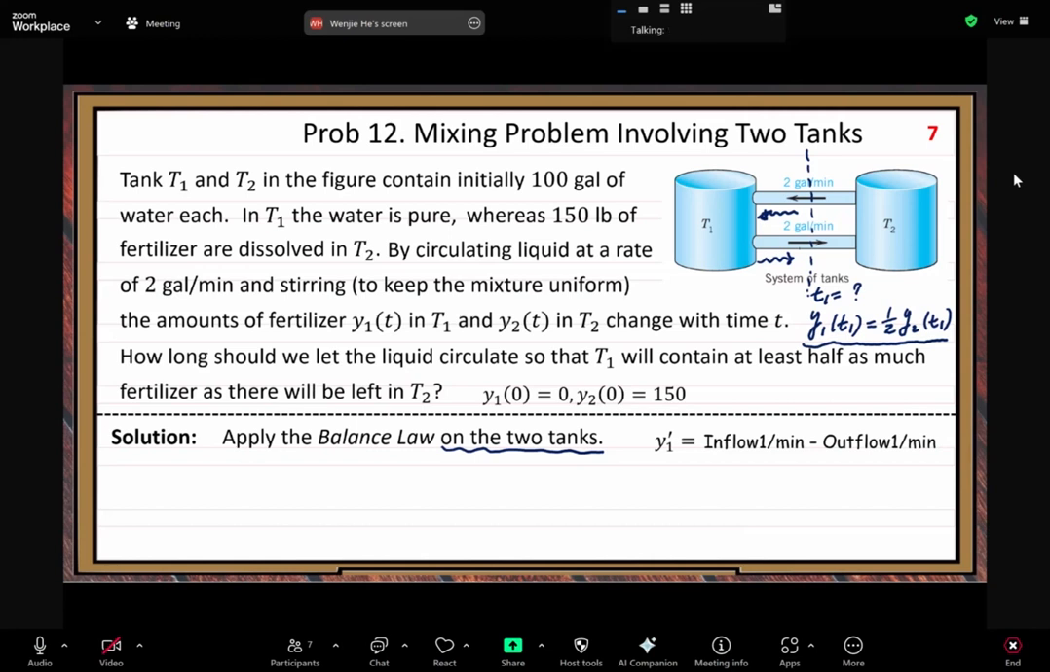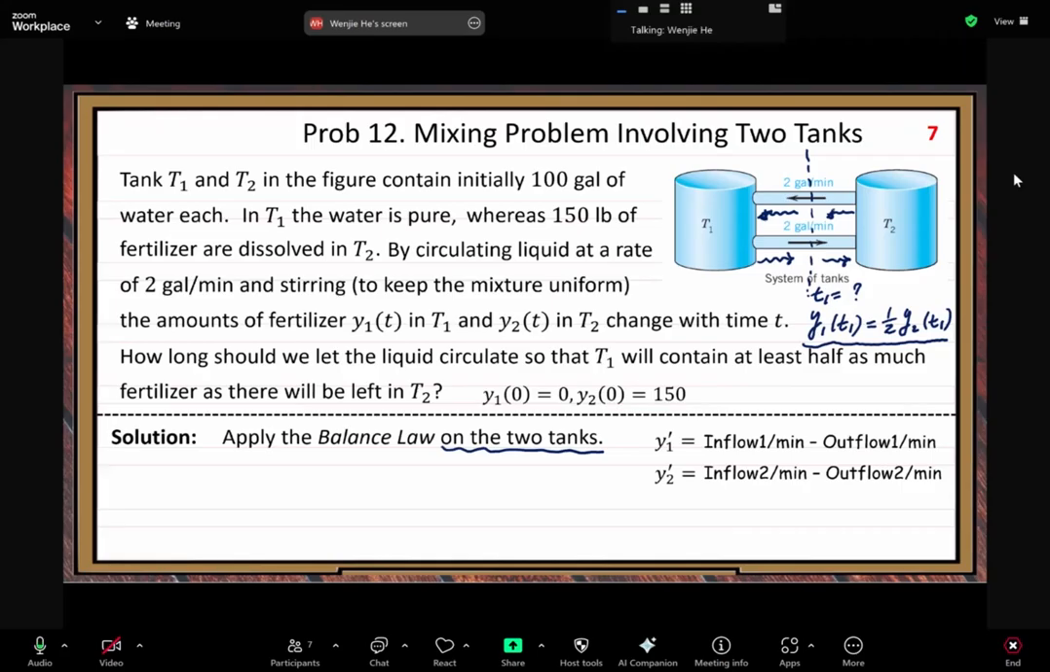Similarly, for the T2 tank, Y2 prime, the rate of change of the amount of fertilizer in the T2 tank. This is the inflow, and for T2, the outflow from T1. So that's pretty straightforward. So we can establish 2 linear equations easily.